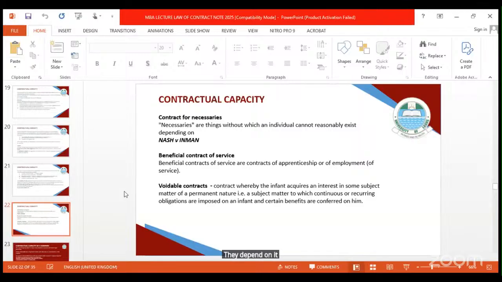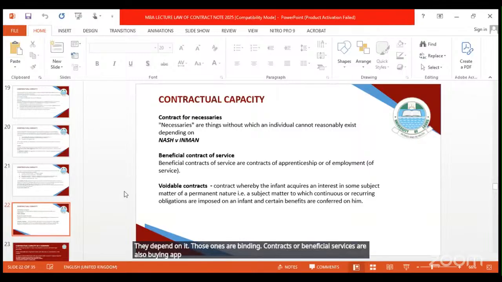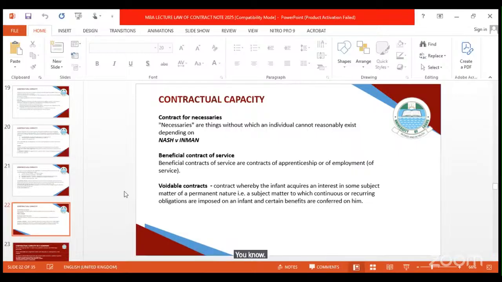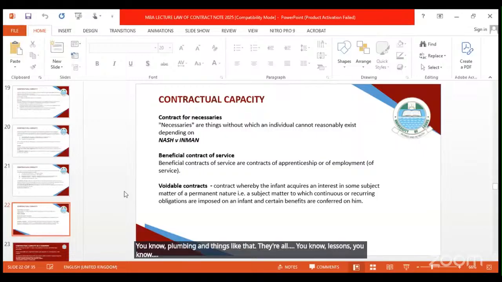Those ones are binding. Contracts of beneficial services are also binding: apprenticeship, employment and things like that. They're all binding, lessons, home lessons and all of those ones.